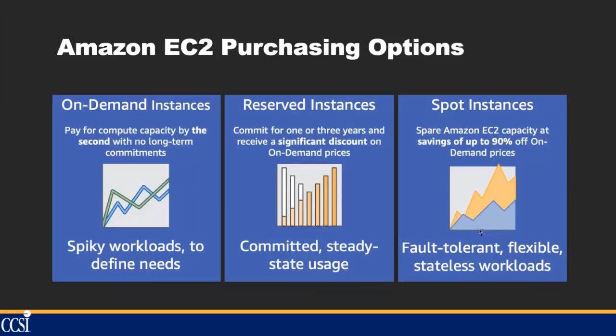And then there's Spot instances. Spot instances are Amazon's way of selling spare capacity. And they sell it at up to 90% off what the on-demand costs are. The price is determined by the amount of capacity that's available and the demand for it. It's great for fault-tolerant workloads, flexible workloads, stateless workloads, because if demand picks up and Amazon needs that capacity back, they're going to give you 2 minutes warning and take it back from you.